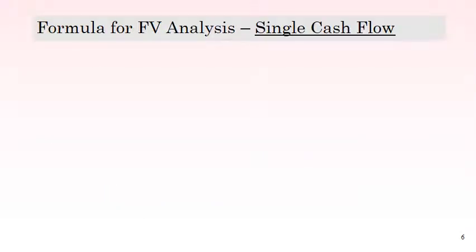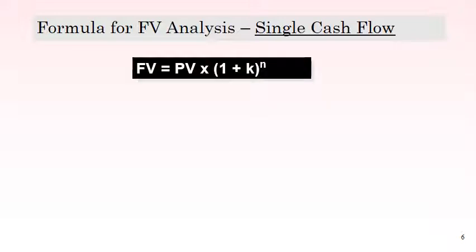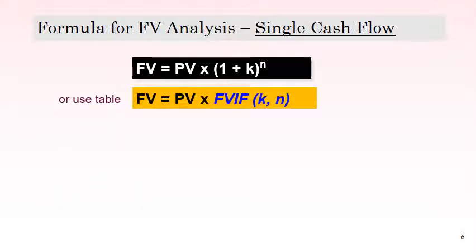The formulas for future value analysis: single cash flow. This is the formula: FV equals PV times (1 plus K) to the power n. Or you can use a table for using this formula. We know that n equals number of periods and K is the interest rate.